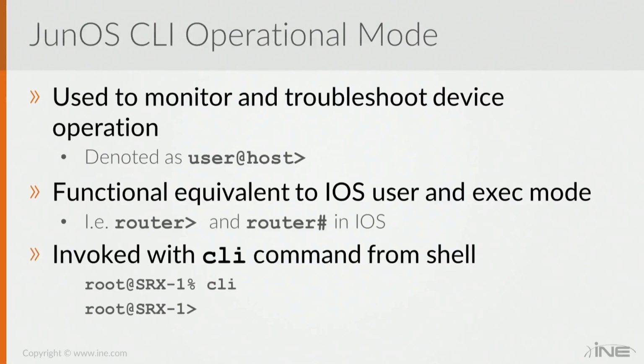So once we get into the shell, next thing that we're going to do is simply to issue the CLI command. This is going to start the command line interface. Now, as I mentioned, there's 2 different modes for accessing the CLI in Juniper. We have what's called the operational mode, and we have the configuration mode. Now, operational mode is the one that is denoted with a greater than sign, similar to what you would have in user mode for IOS.